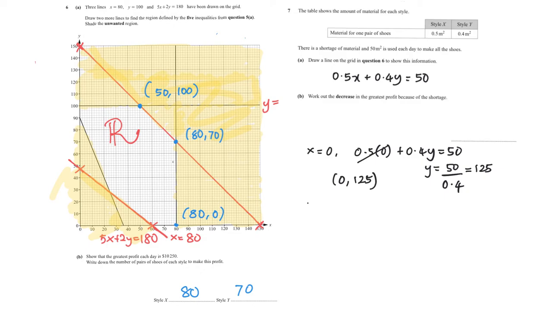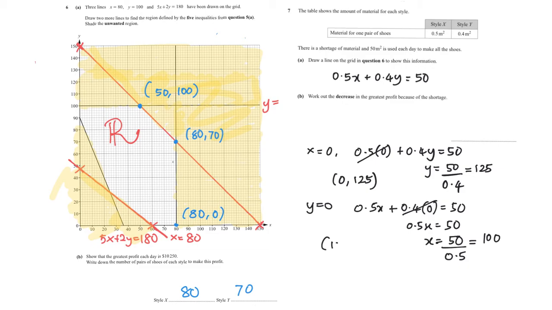And let's find the other point by putting y equals 0. 0.5x plus 0.4 times 0 equals 50. This will be 0. So 0.5x equals 50. x equals 50 divided by 0.5. That will be 100. Okay, coordinate must start with x first. So 100, 0. So these are our two coordinates that we're going to plot and connect, and it will be another straight line. I'm going to pause the video and draw it on the graph.